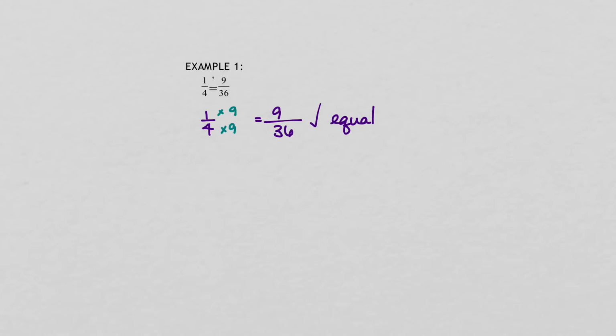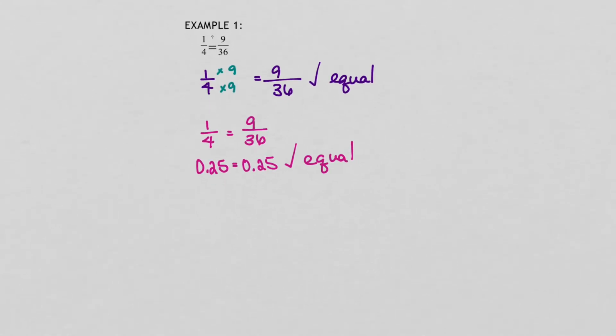Another way you could go about this would be to find 1/4 as a decimal. It's 0.25, and 9/36 as a decimal, it's also 0.25. So sure enough, they're equal. And yet another way would be to cross multiply. 1 times 36 is 36. 4 times 9 is 36. They're equal. So whichever way you prefer, you can use.